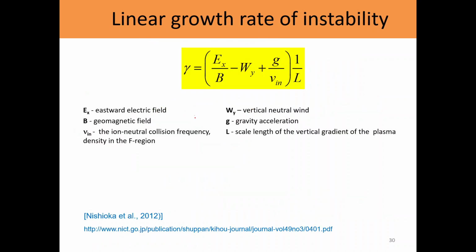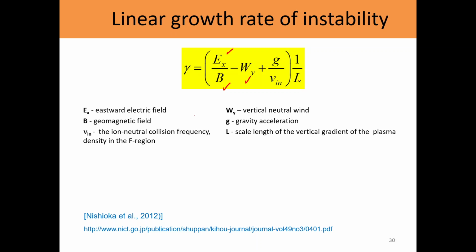Many works have described the linear growth of this type of instability or EPB. I think some of you have seen this type of formula before, right? So the linear growth rate, gamma, is equal to E_x over B, where E is the eastward field divided by the strength of the magnetic field, minus W_y, which is the neutral wind, plus g over nu_in, where nu_in is the ion-neutral collision frequency. g is the gravity acceleration, and 1 over L is the scale length of the gradient.